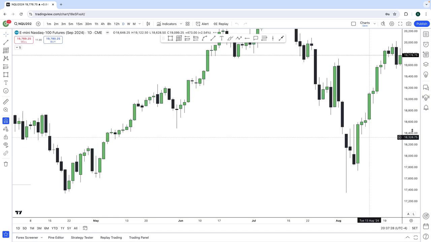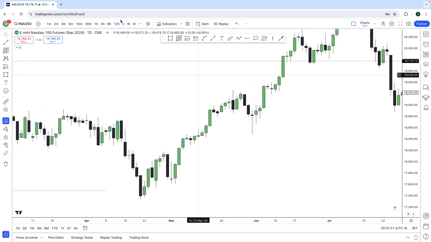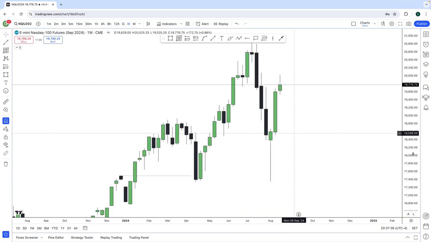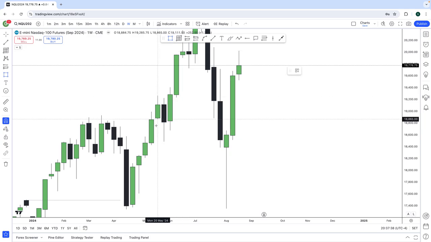Now let's keep going on the weekly chart. Let's just keep on going. We can go to 4 hour, it doesn't matter what time frame. So you see this fair value gap.